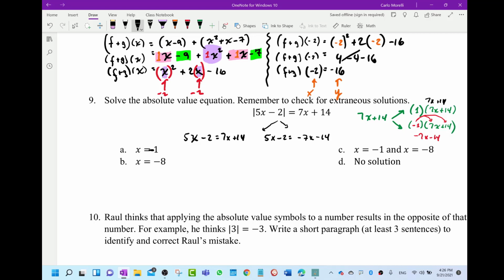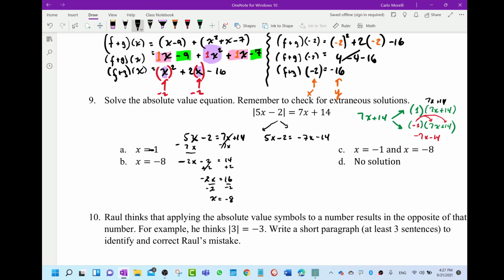Now you solve both problems. So let's solve for x on the left. It's minus 7x, minus 7x. What do we get? We get negative 2x minus 2 equals 14. Now add 2 to both sides. I got negative 2x equals 16. Divide both sides by negative 2. Cancel, cancel. x equals possibly negative 8. Remember, we have to check for extraneous solutions.